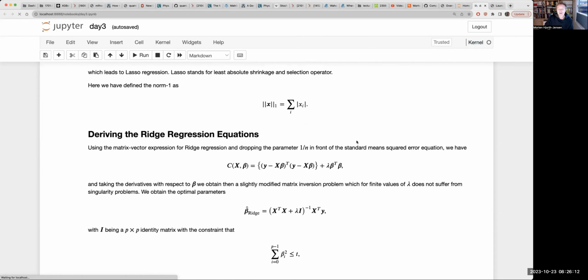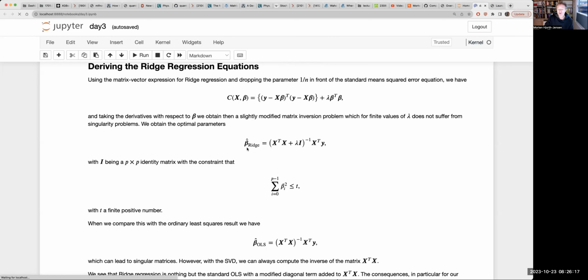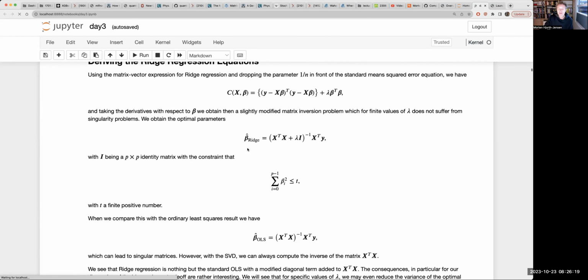Now, deriving the ridge regression gave us this expression for the optimal parameters, and this is to be compared with the ordinary least squares.